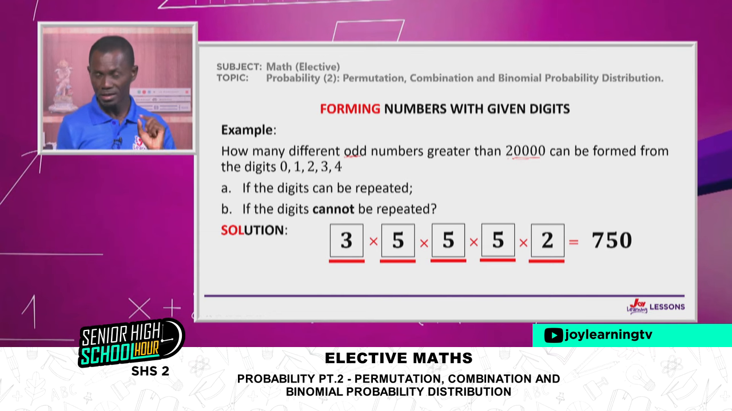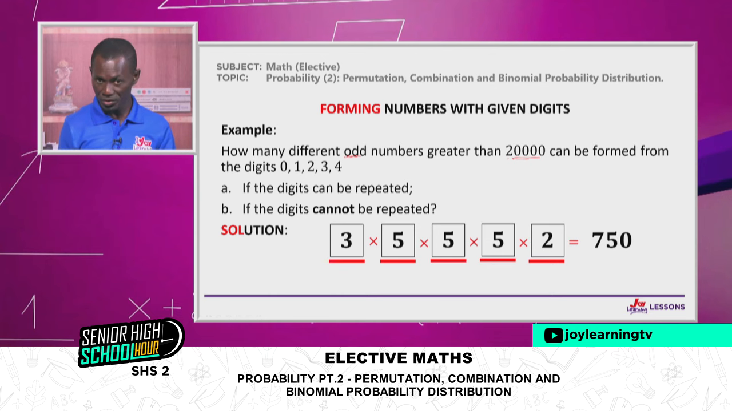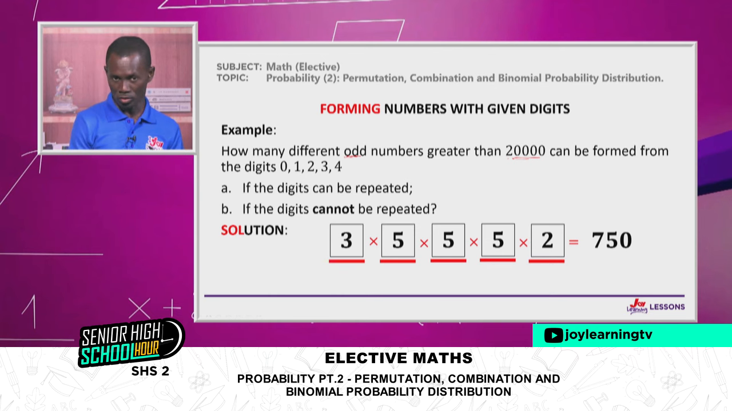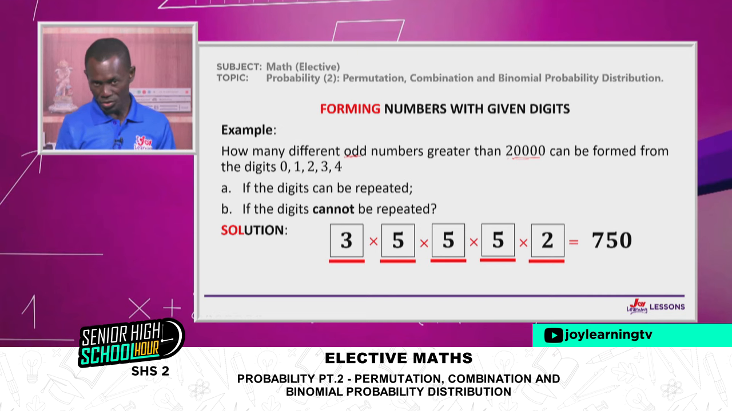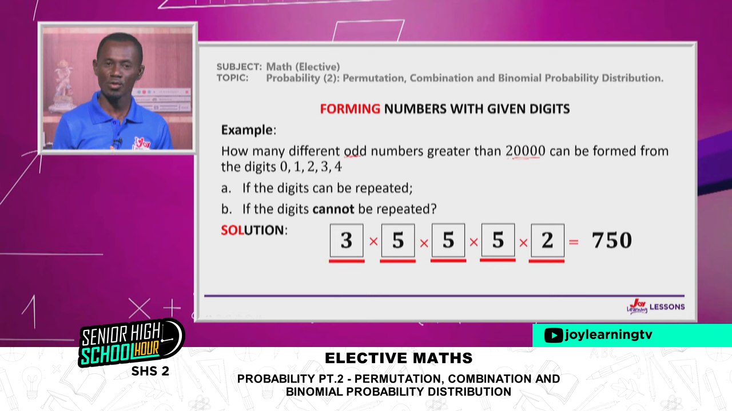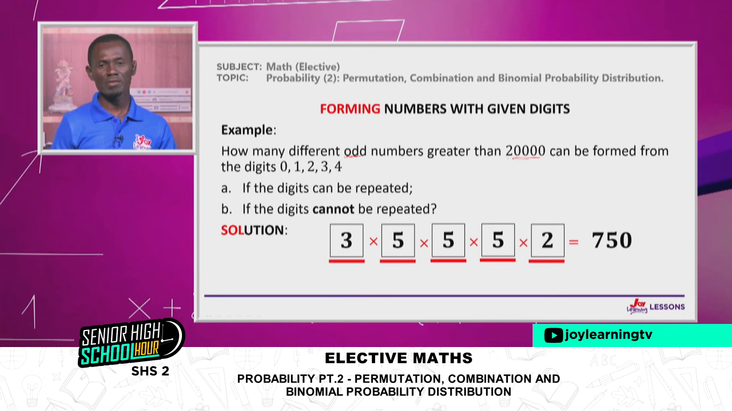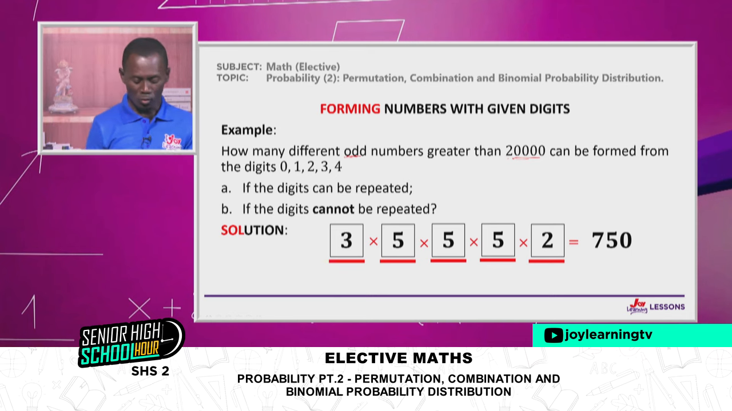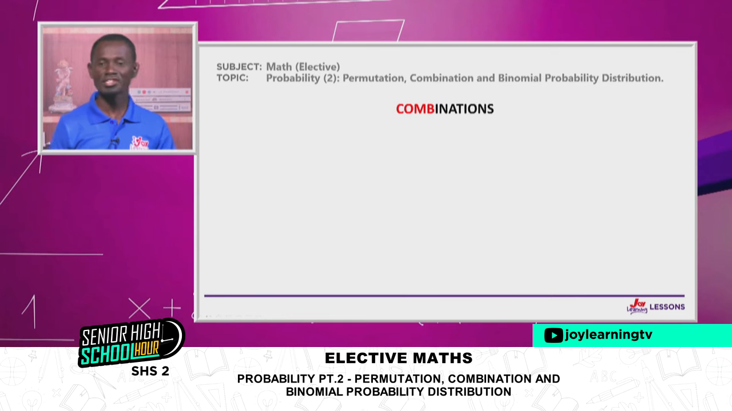So if you picked an odd number first, it means that number is gone and your total number has reduced again. So I want you to resolve that, and it would be great to know what your answers are. So that has been permutation. We'll move on to combinations.